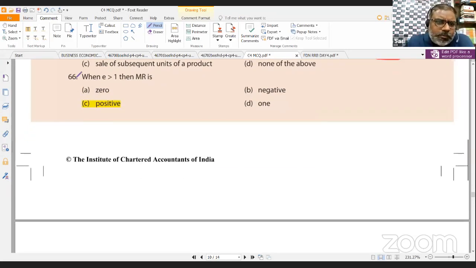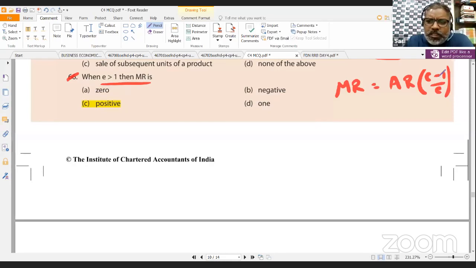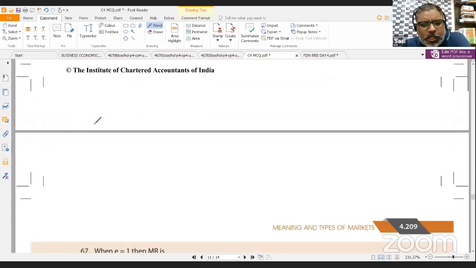Then very important, this 66th type of question. When E is greater than 1, what will be the marginal revenue? For that, first of all, we should remember the formula. Marginal revenue is going to be average revenue into E minus 1 by E. Right? When E is greater than 1, E minus 1 will be definitely positive. When that is positive, everything will be positive. So the marginal revenue will be positive when E is greater than 1.